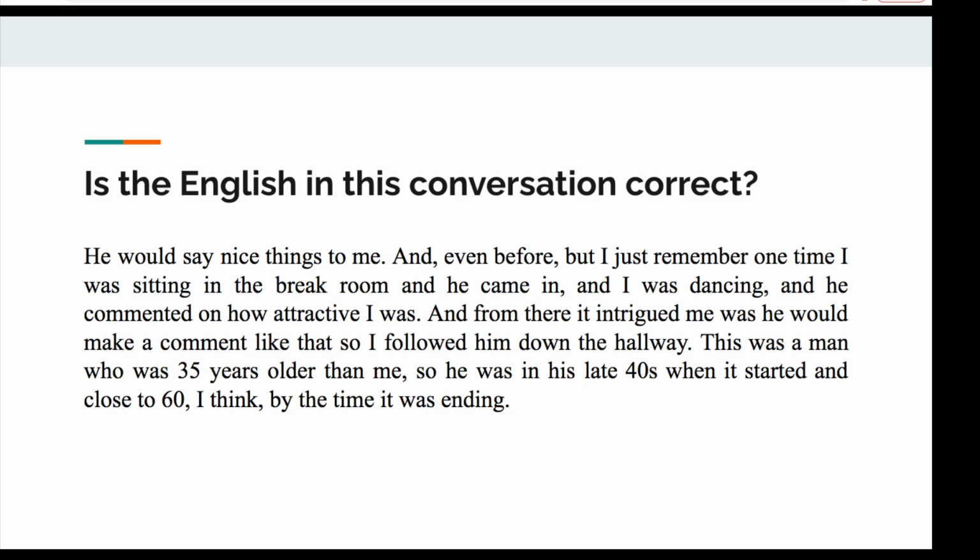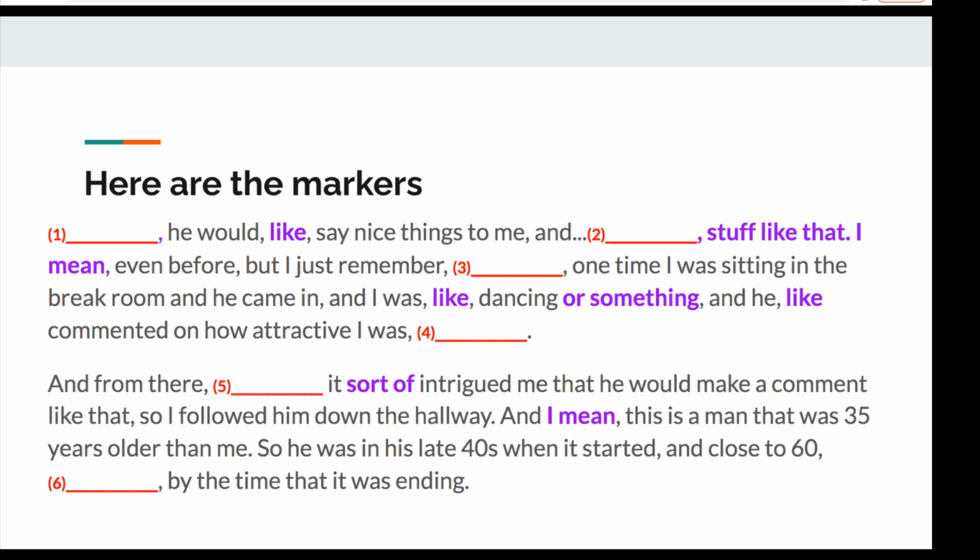All right. So hopefully you could hear there was quite a big difference there from the first version to the second version. The second version definitely sounds more natural. You can hear that she is affecting the message that she's sending. She's thinking about what she's saying next. She's considering how it sounds to the listener. So I've added in some of the discourse markers that she says in purple. So like, stuff like that. I mean, like, or something, sorta, I mean.